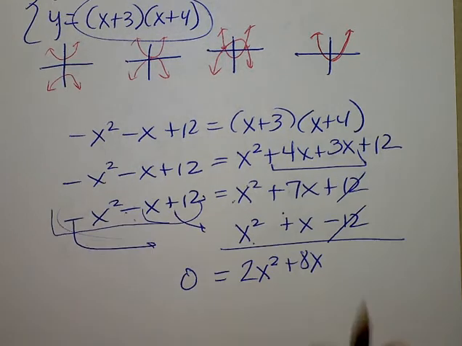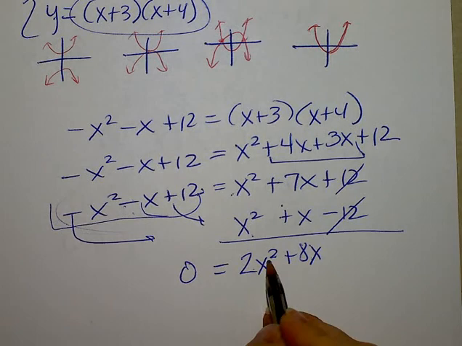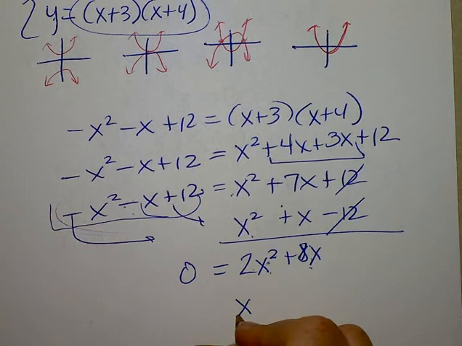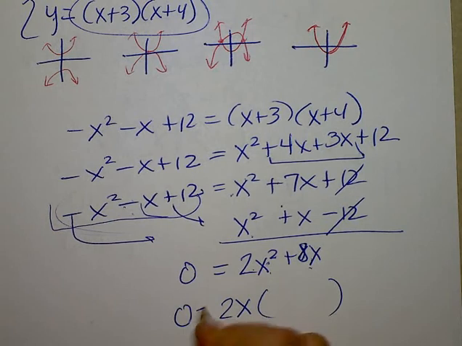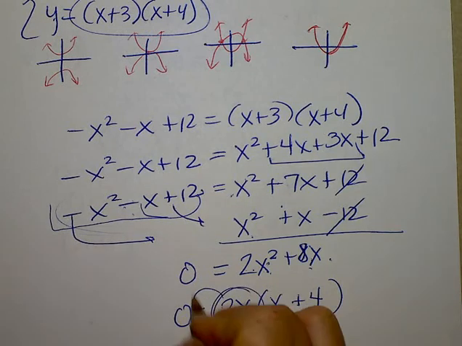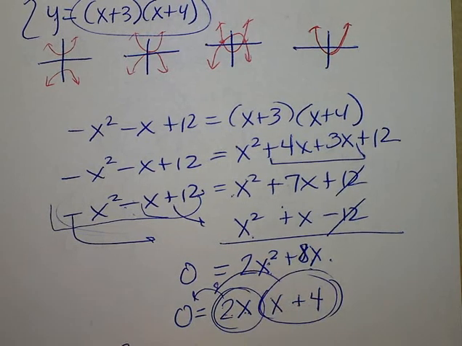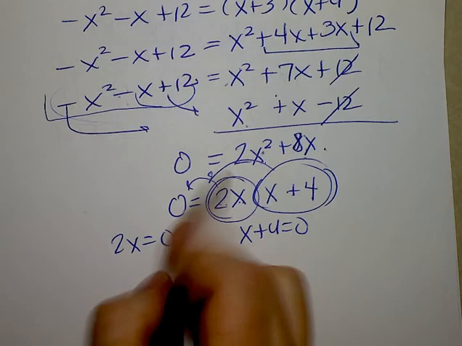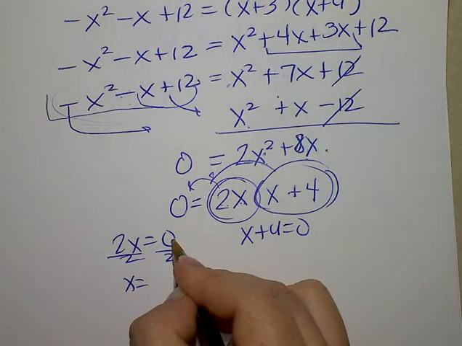Louise, tough question. What can I take out of both of these terms? I can take out an x. There's something else I can take out. A 2. And what would I be left with? 2x times what is 2x squared? X. And 2x times 4 is 8x. So just like the previous problem, either this first part equals 0 or the second part equals 0. Zero divided by any number is 0.